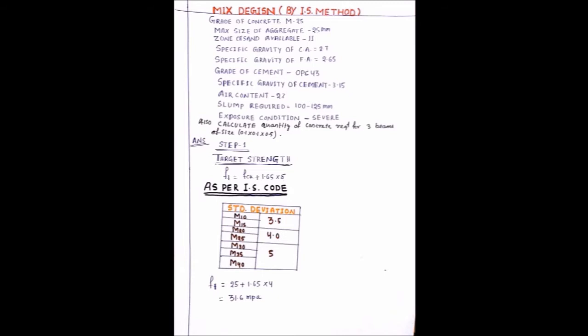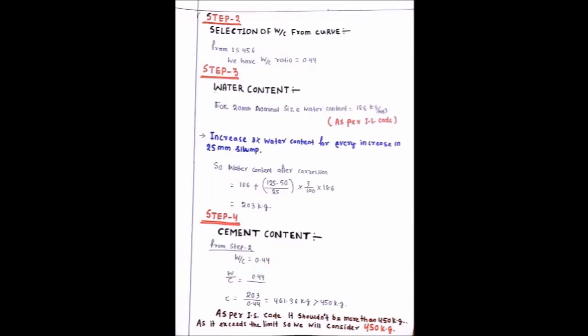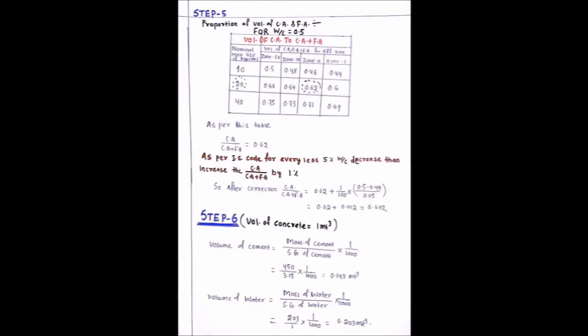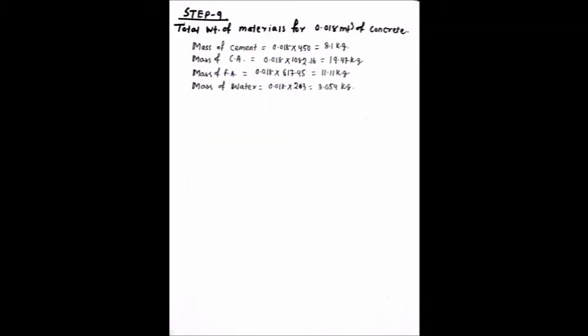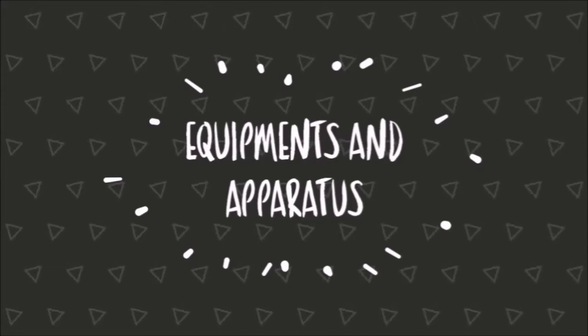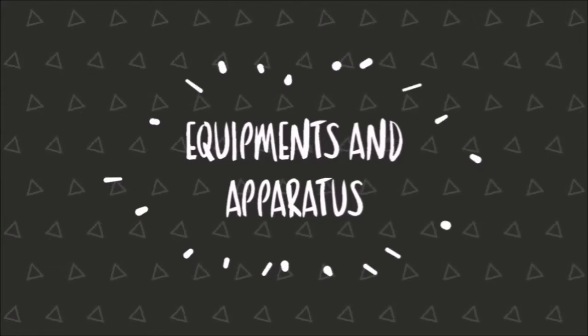Here the first step will be calculating the target strength. Then the second will be water cement ratio, water content, cement content. The fifth step, we will be calculating the proportion of coarse aggregate to fine aggregate, then the volume of coarse aggregate and fine aggregate individually. Then we will calculate all the 3 components individually. Their masses are known, and then we will proceed with a beam of size 0.5 by 0.1 by 0.1 meter.